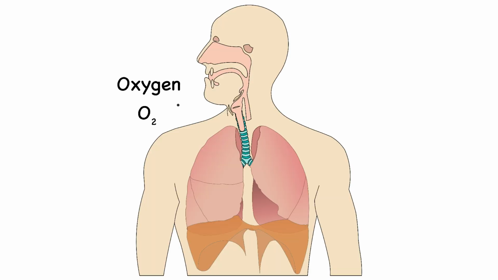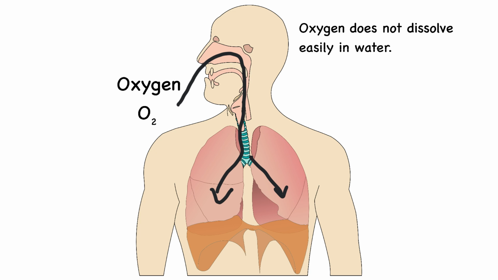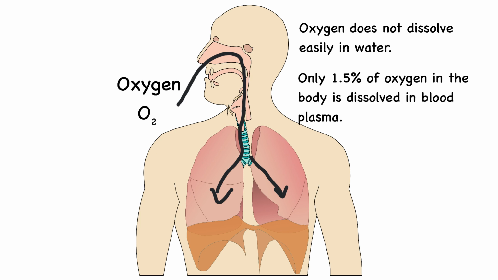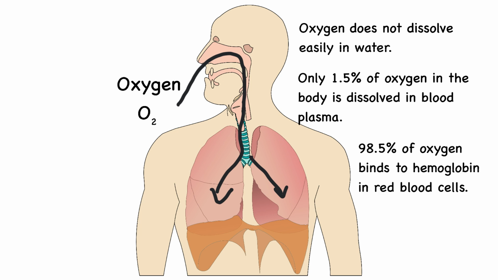When you take a breath in, oxygen enters the lungs, and then it's going to diffuse into your bloodstream. Oxygen does not dissolve easily in water, so only about 1.5% of oxygen that comes into the body through the lungs is dissolved in blood plasma. The majority of oxygen, about 98.5%, is going to bind to the hemoglobin in red blood cells. Hemoglobin acts like a delivery truck carrying oxygen from your lungs to tissues throughout your body.